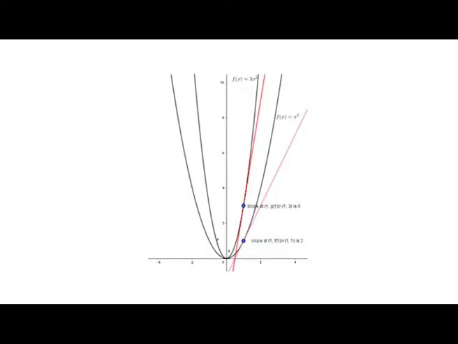Geometrical meaning of the last example is this. Since the derivative of x squared is 2x and that of 3x squared is 6x, it follows that the slope at each point (x₀, g(x₀)) in the graph of g(x) = 3x² is 3 times the slope at the point (x₀, f(x₀)) of the graph of f(x) = x².